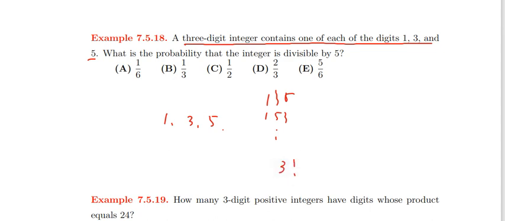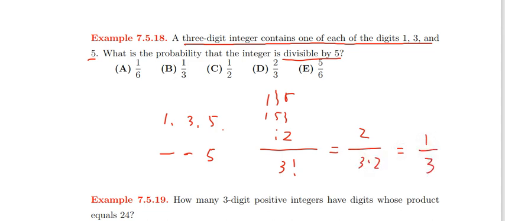Among the 3 factorial, what is the probability that the integer is divisible by 5? If divisible by 5, then the last digit should be 5, right? So how many such numbers? We have only 2, right? So 2 over 3 factorial, which is 6, or 3 times 2, so it is just 1 over 3.